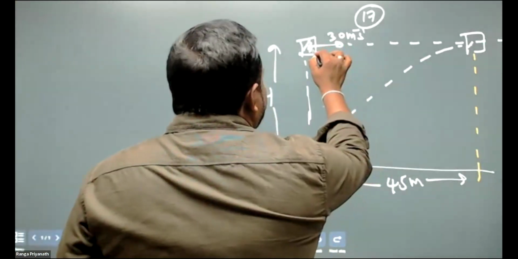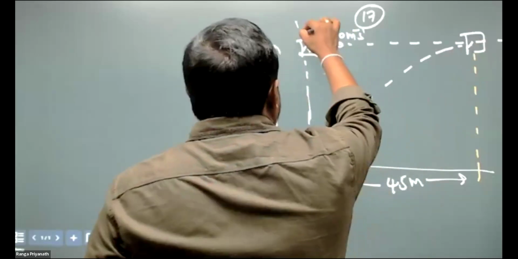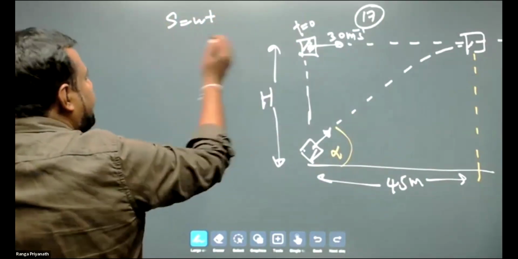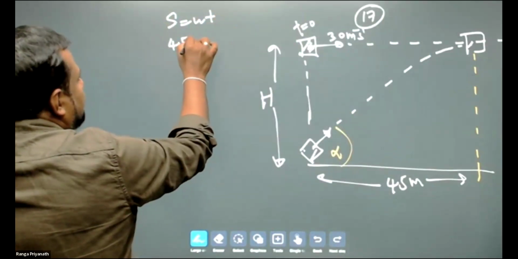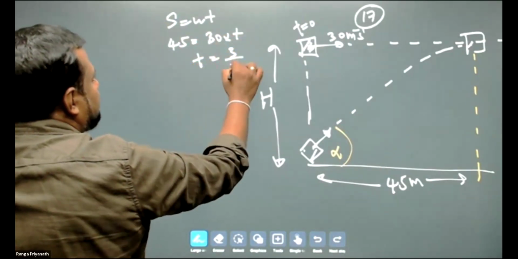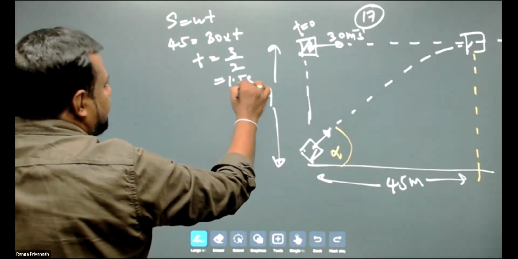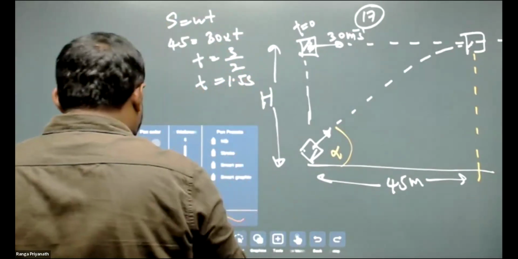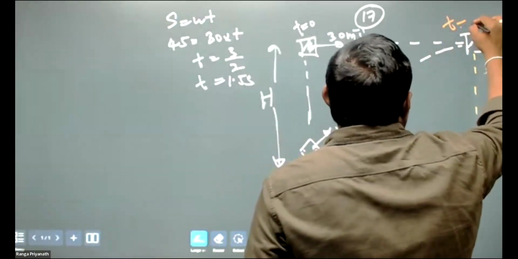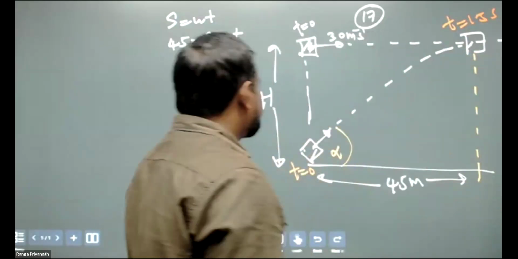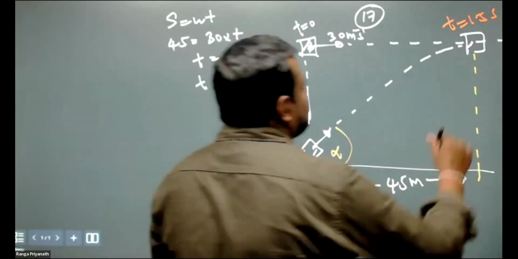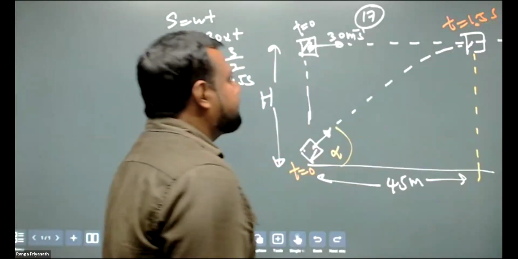Since you know the speed of the plane, we can find the time. We apply s equals ut for the plane: s is 45, velocity 30, so t equals 3 divided by 2, which is 1.5 seconds. At t equals 0 this process started, and at t equals 1.5 seconds this process is done.